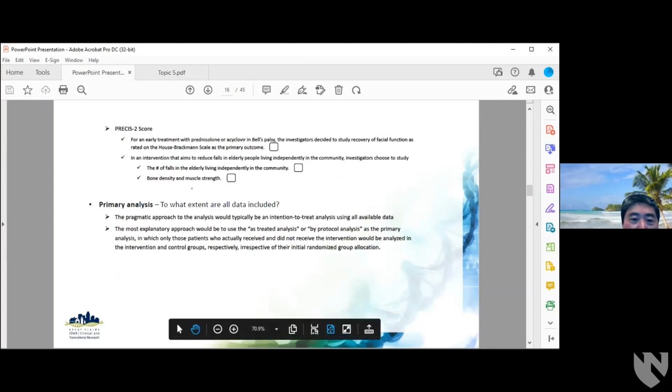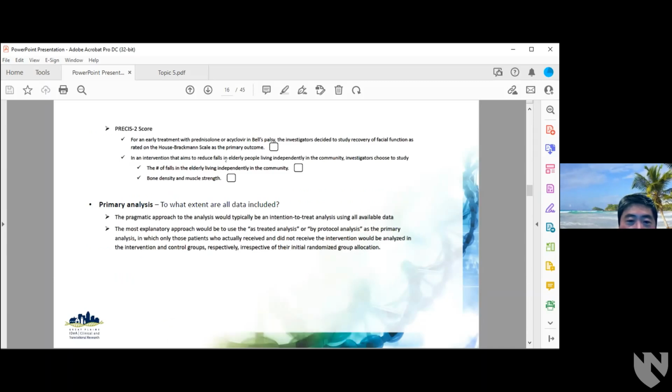So let's look particularly at these two. I'm looking at the second part. The intervention aims to reduce falls in elderly people living independently in the community. Investigators choose two endpoints to study. The first is the number of falls in the elderly living independently in the community. The second one is bone density and muscle strength. How are you going to give the rating in terms of how pragmatic they are?